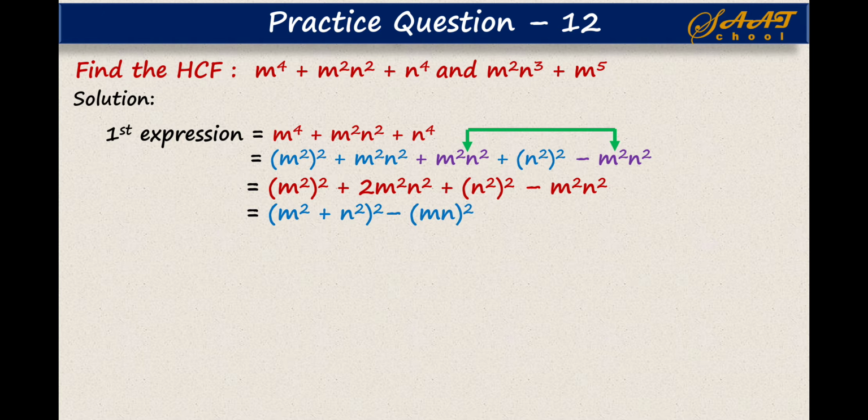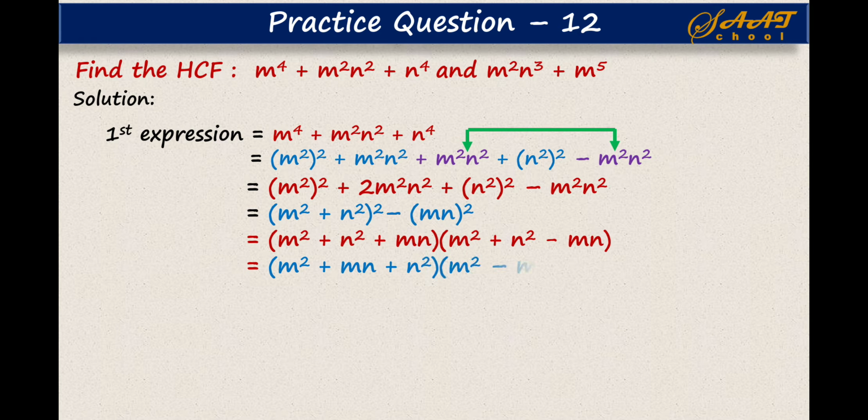Again the last term can now be changed into b square, that is (mn) whole square. Now this is in the form of a square minus b square, and we know that equals (a plus b)(a minus b). So you can arrange that as (m square plus mn plus n square)(m square minus mn plus n square).